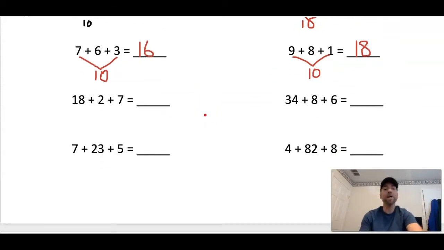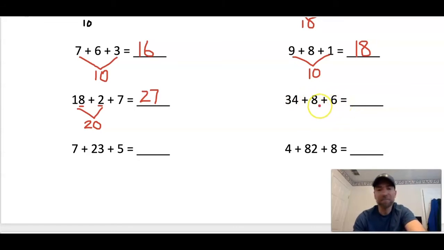Now, we're going to get a little bit harder now, but we're still going to look for that friends of 10. So let's see. Here we have 18 plus 2 plus 7. Now, 2 plus 7 doesn't give me a friend of 10. But 8 and 2 does. Look at this. I see a friend of 10. So I'm going to funnel these two together because 18 plus 2 more is going to give me 20. And then 20 plus the 7 that I didn't use, 7's going to fall right into the hole. 27.